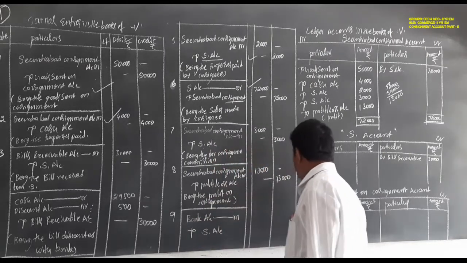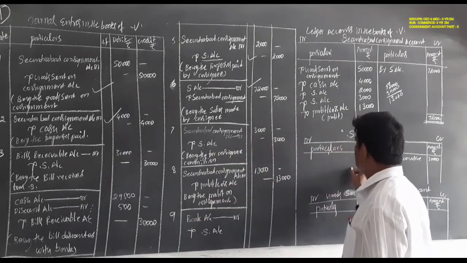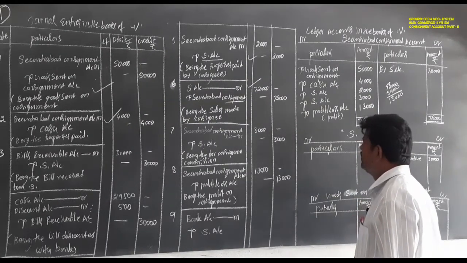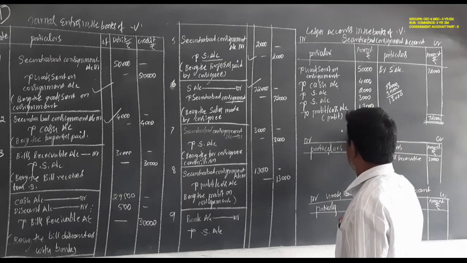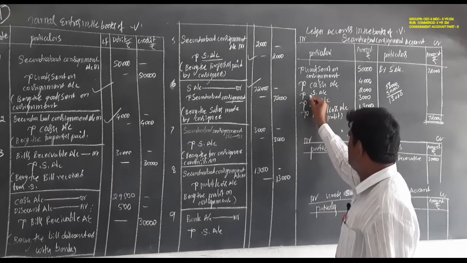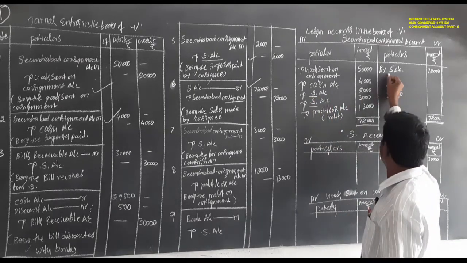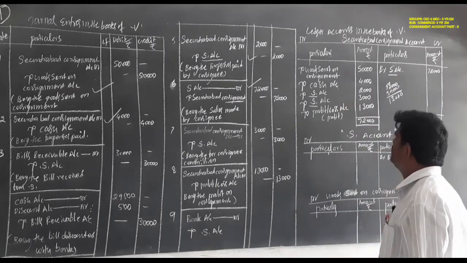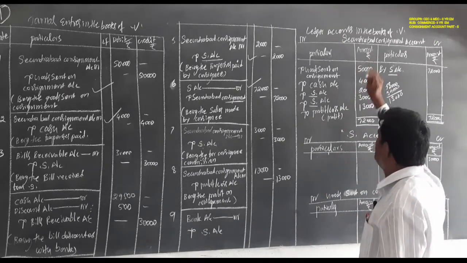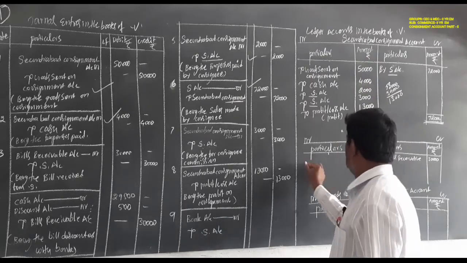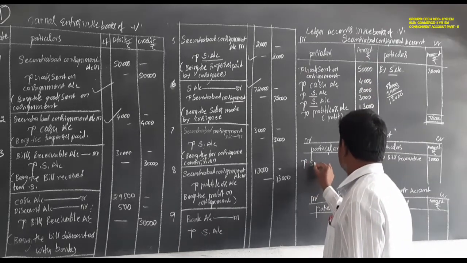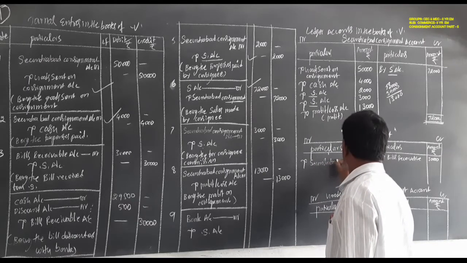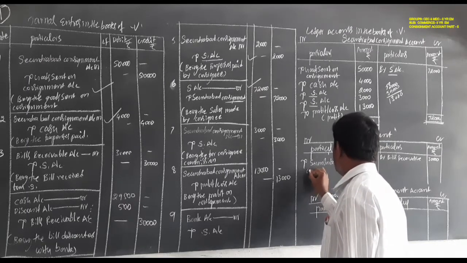Next, you have to find out the balance due from consignee or due to consignee, whatever it may be. Then we are preparing S account. Here also S account, here also S account, here also S account. Three S account entries are recorded in S account with the name of Secunderabad consignment account.